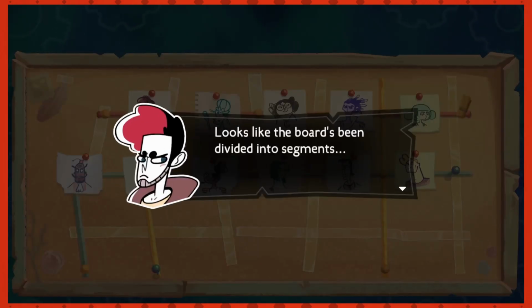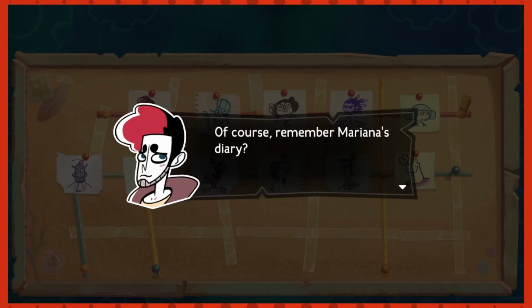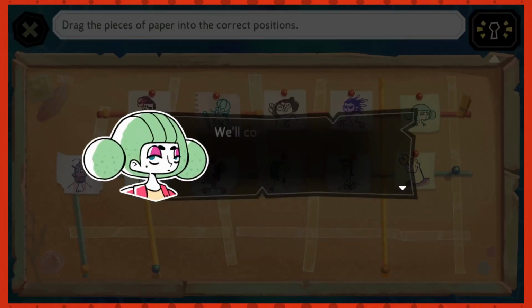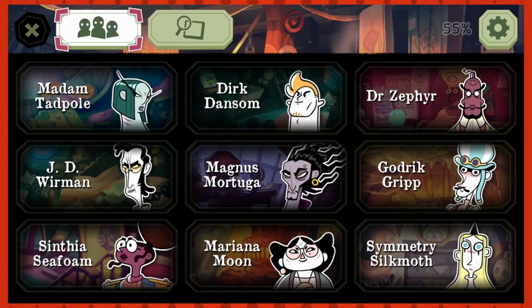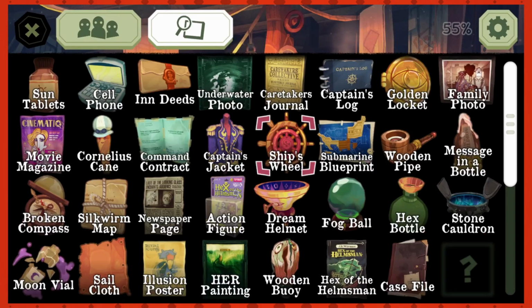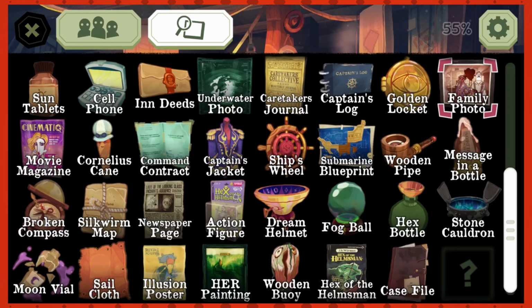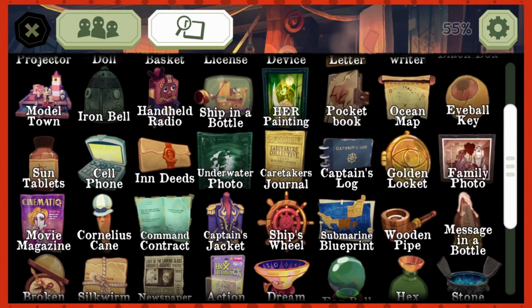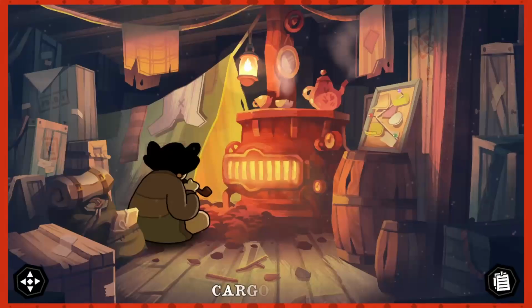I need some hints. Looks like the board's been divided into segments. The shape looks familiar. Is it some kind of diagram? Of course. Remember Mariana's diary? We'll come back later. Mariana's diary. Newspaper page, wooden pipe. Caretaker's journal. What diary?